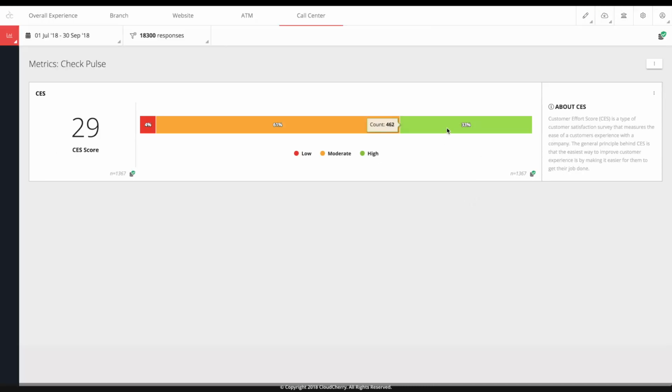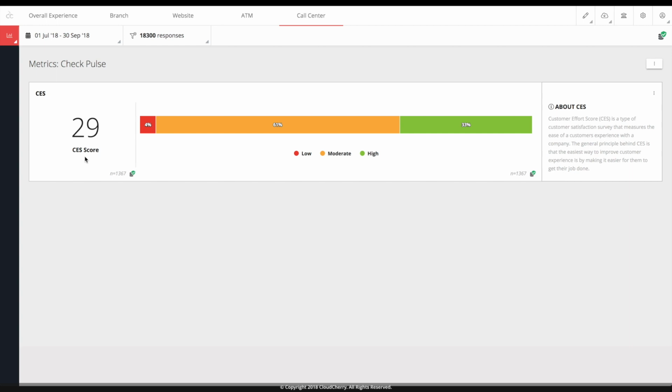So the numbers presented here are really as percentages. So high, we have 33% of the customers who have rated you a high, and you have 4% of the customers who have rated you a low. Now the score is computed simply by subtracting the percentage of customers who rated you low from those who rated you high. So 33 minus 4 gives you the overall CES score of 29.